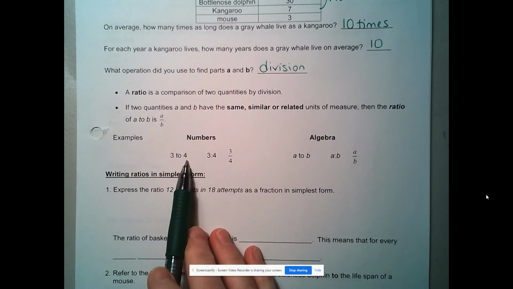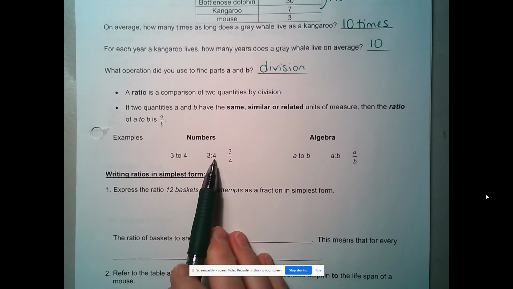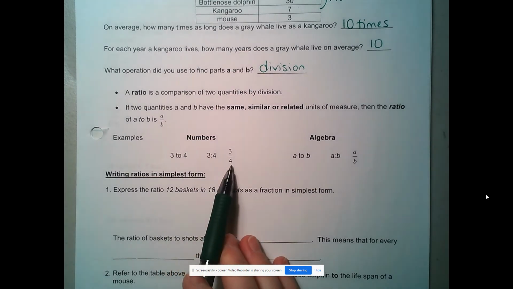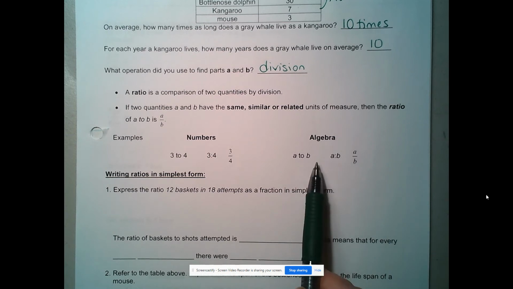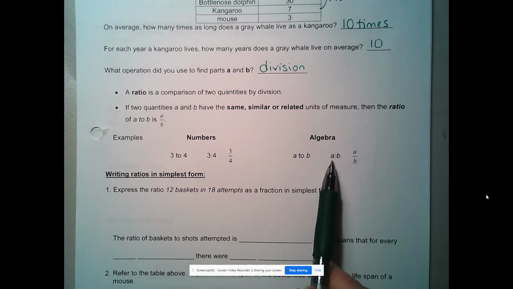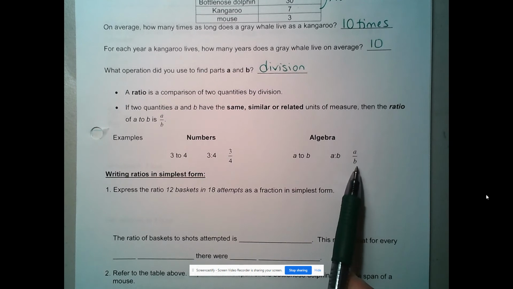So 3 to 4, a colon is another way to write 3 to 4, or the fraction 3 over 4. Algebraically, we would use the letters A to B, or A to B with the colon, or A over B. Writing ratios in simplest form. Express the ratio 12 baskets made in 18 attempts as a fraction in simplest form.